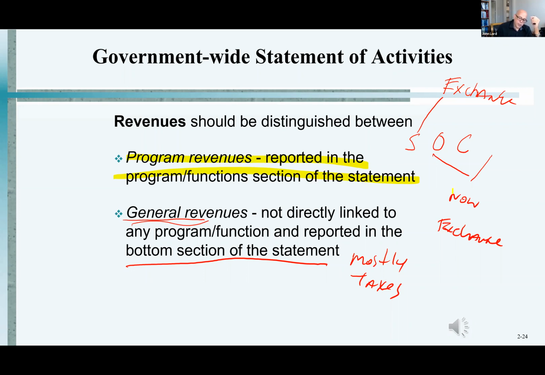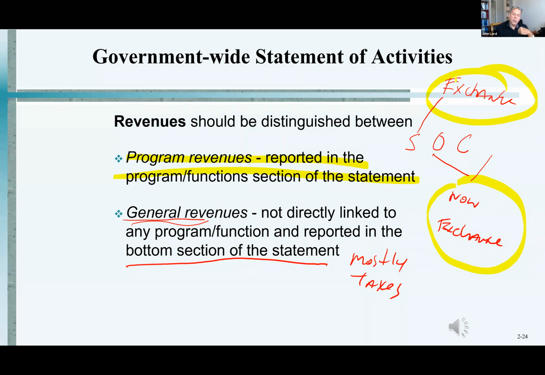Now, we're going to be getting more into this today as we start to talk about non-exchange and exchange revenue. A charge for service is considered an exchange revenue because you pay for the permit, you receive the permit. You pay for a bus ride, you receive a bus ride in an enterprise fund. So those are considered exchange. Non-exchange is what? You pay your taxes and you expect the government to be there when you need them, right?